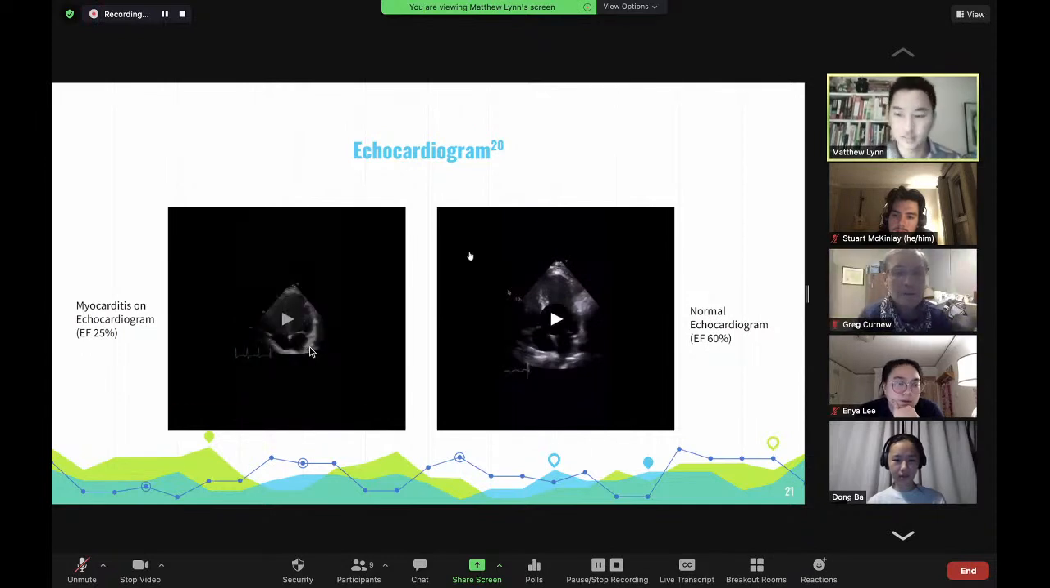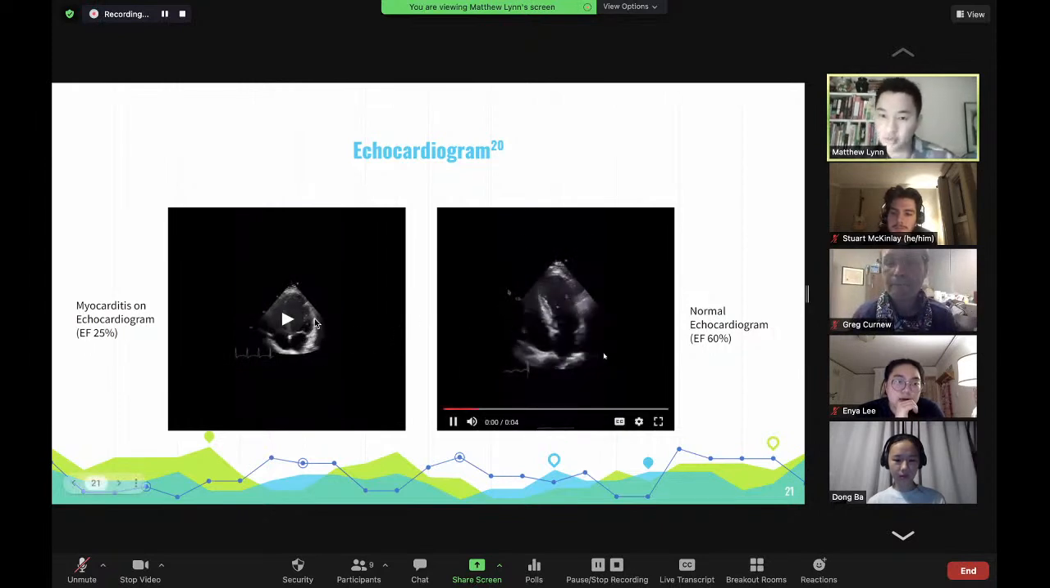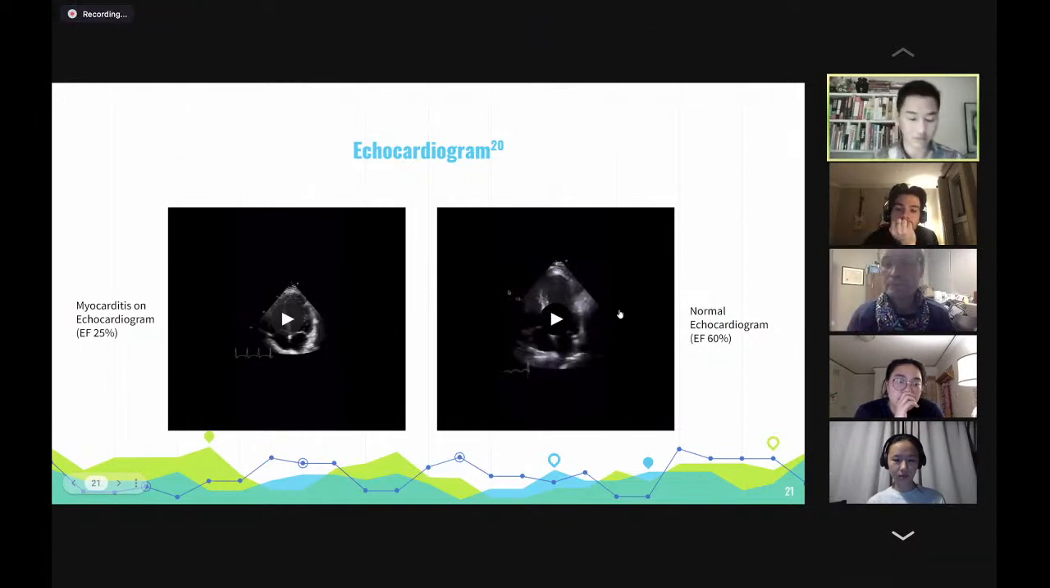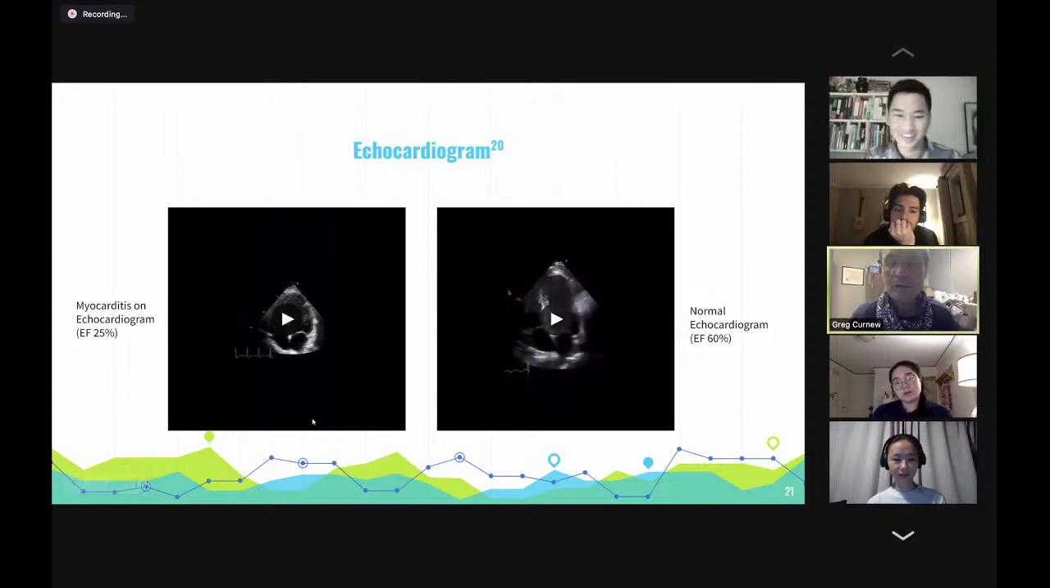And you can see that, as Dong mentioned, there are some changes in the shape of what the heart chamber should look like. On the right, if you compare it here, you can see that this was taken 10 weeks following that first echocardiogram, and the ejection fraction has actually increased quite substantially to 60, with the normal range being greater than 55. You can see that it is contracting a lot better, and the chambers are moving a lot nicer. Dr. Curnew, did you want to expand on that a little bit?